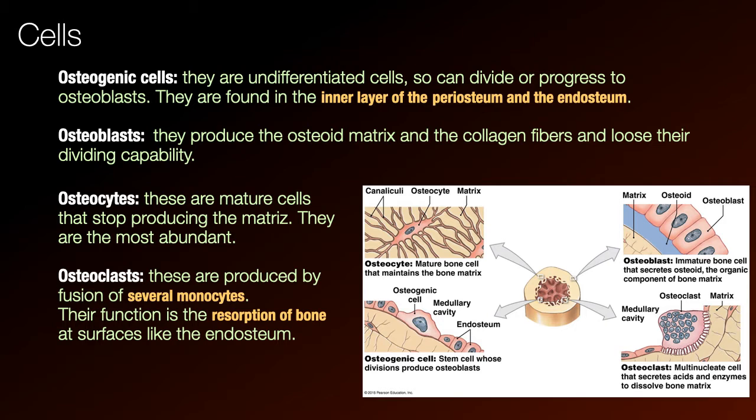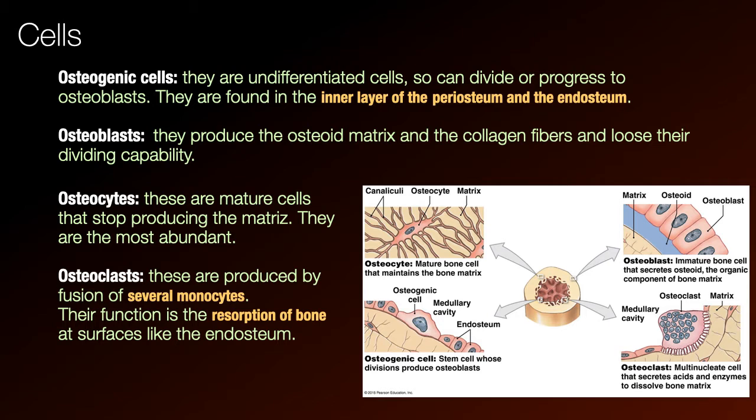First, we have osteogenic cells, which are the progenitor cells. They are poorly differentiated but actively dividing, and they will become osteoblasts. Bone is lined inside and outside by membranes. They are named endosteum and periosteum, and in those membranes, these cells are located.